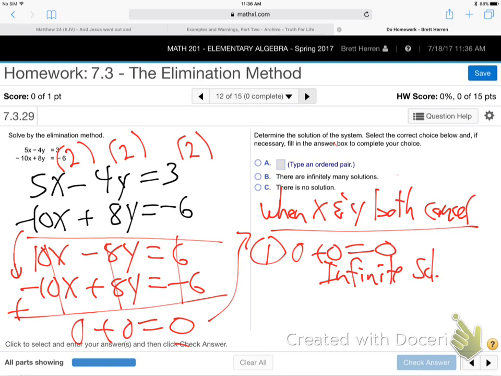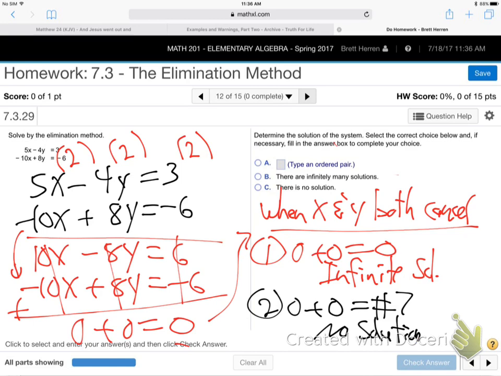solutions. And if you have 0 plus 0 equals a number, that's no solution, because that's not true. If you have a number like 7 or something, 0 plus 0 doesn't equal 7, or 5, or 3, or negative 17, or whatever. If you have 0 plus 0 equals a number, then that's not true. So no truth, no solution. But if it's 0, 0, 0, that's true. There's just no x's or y's. It's infinite solutions. We'll talk about that tomorrow.